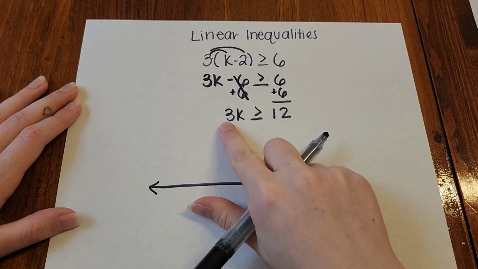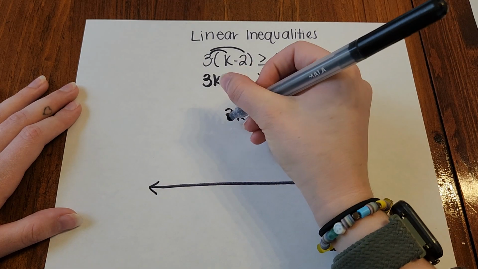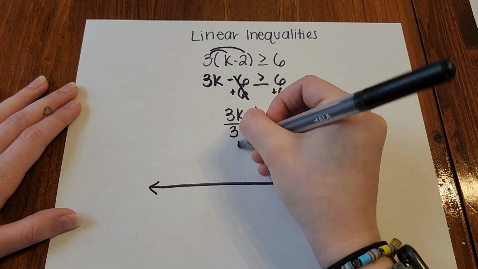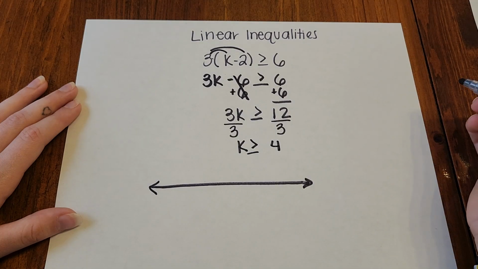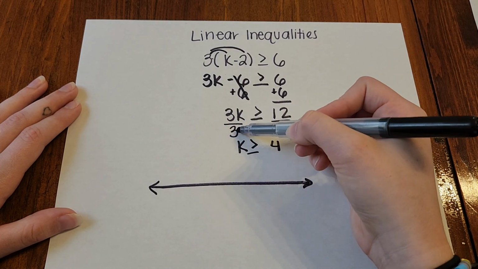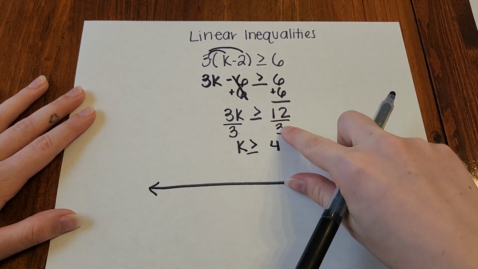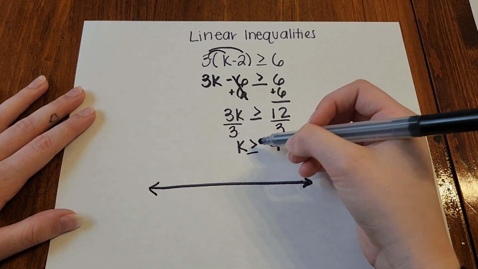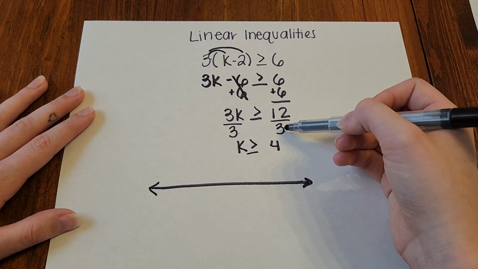And because this 3 is being multiplied to k, the opposite of multiplication would be division. So I'm going to divide 3 to both sides, which is going to give us 4. Something important to note is that if this number right here that we're dividing by is negative, if it was a -3, then we would change this sign around and it would be less than, not greater than. But because it's +3, we can leave it the way it is.